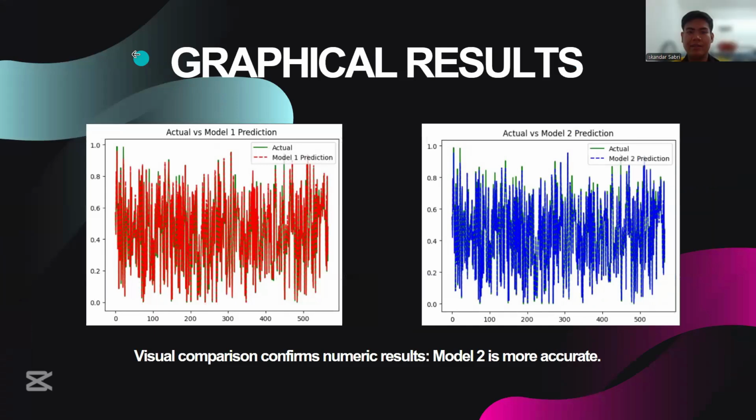Okay, this is the graphical result for both models, actual versus prediction. The left one is model 1, the right one is model 2. This is the visual comparison that confirms the result, and model 2 is more accurate than model 1.